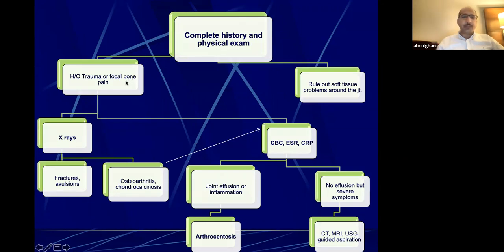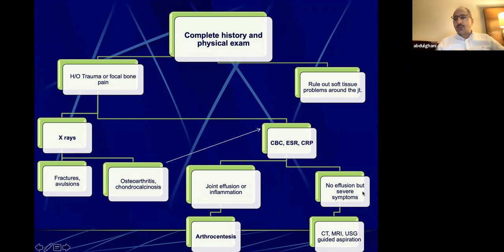Just like an algorithm, you have to take a complete history and examination. If there is a history of trauma or focal bone pain, ask for X-ray. If there is a fracture or avulsion, there can be osteoarthritis or osteochondrocalcinosis. Rule out soft tissue problem around the joint. That's very important. Obviously, you're going to ask for CBC, ESR, CRP. So, investigation wise, after history and examination, X-ray and routine blood tests like CBC, ESR, CRP are very important. And if there is a giant effusion or inflammation, go for arthrocentesis, i.e., synovial fluid analysis.